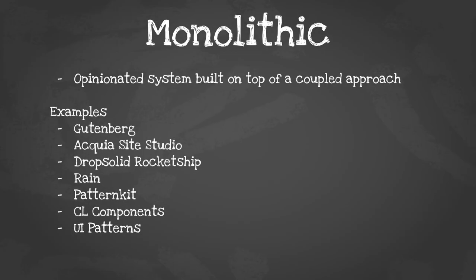And then you have your monolithic systems. These are opinionated systems that are built on top of a coupled approach. And you can see there are a lot of examples of these, right? There's Gutenberg from WordPress, there's Acquia Site Studio, there's Drop Solid Rocketship, Rain, Pattern Kit, CL Components, which is a new one, and then UI Patterns, which I recently learned is actively being maintained again. Typically these take a very opinionated approach about how you're using Drupal, and they often introduce new paradigms or new approaches for how to solve some of Drupal's shortcomings when you're creating components and how to make it either a better developer experience or a better authoring experience. Those are the two main ones.